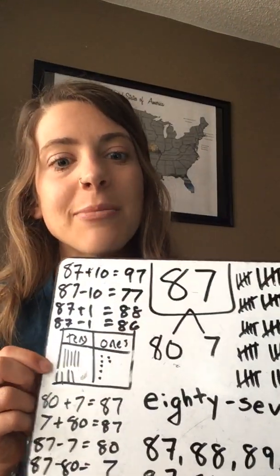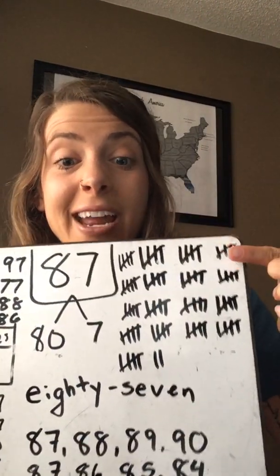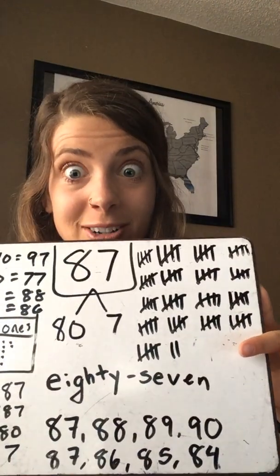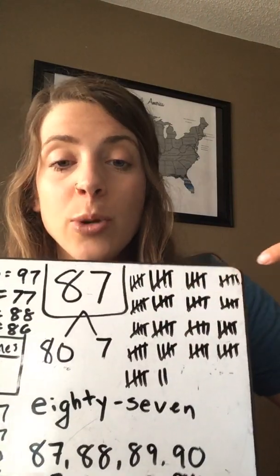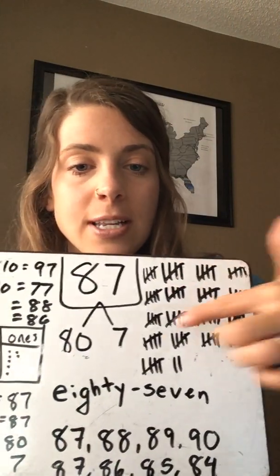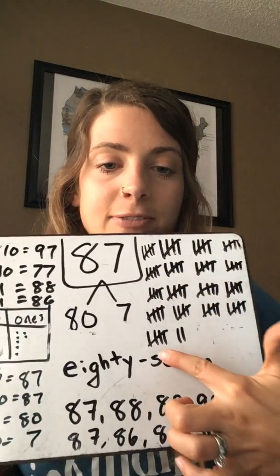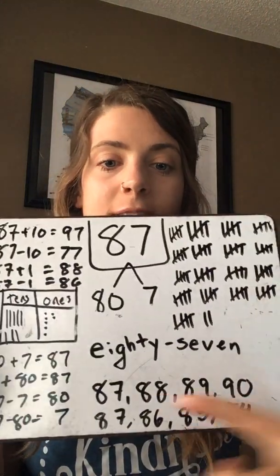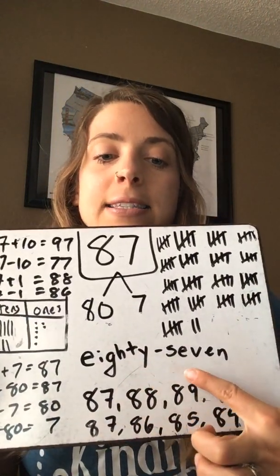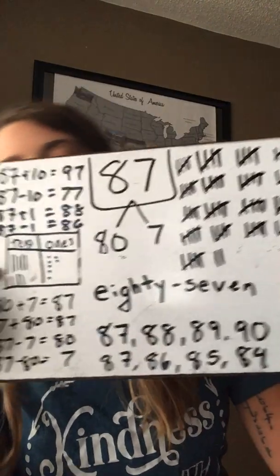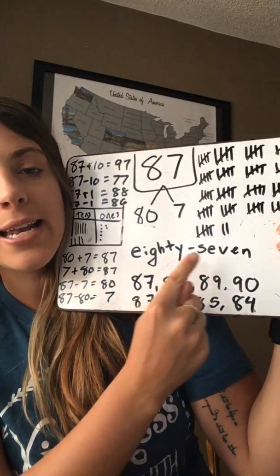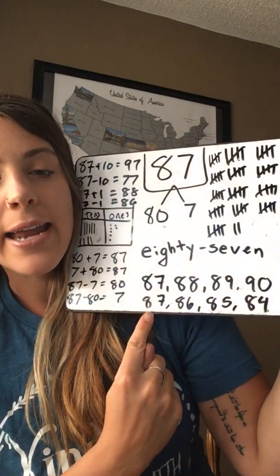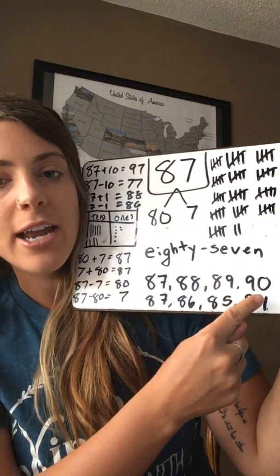I also know that some of you like to use tally marks, so I made 87 tally marks, which I thought was a lot, but I know some of you like to do that. So I have groups of 20, so 20, 40, 60, 80, 85, 86, 87 tally marks. I wrote the number 87 with words. I counted forwards and backwards from 87: 87, 88, 89, 90, 87, 86, 85, 84.